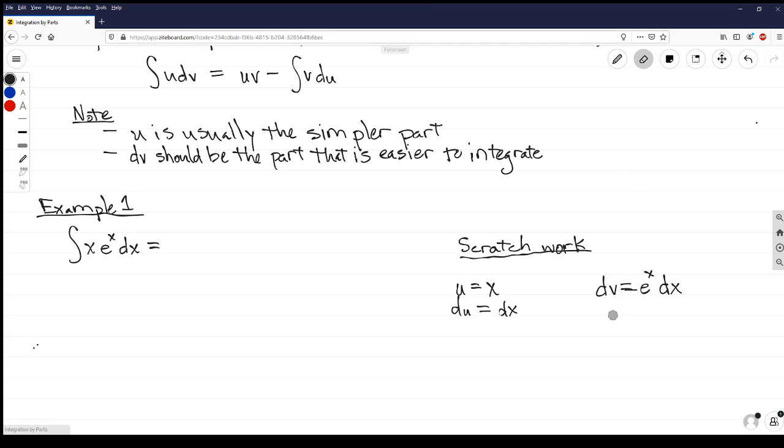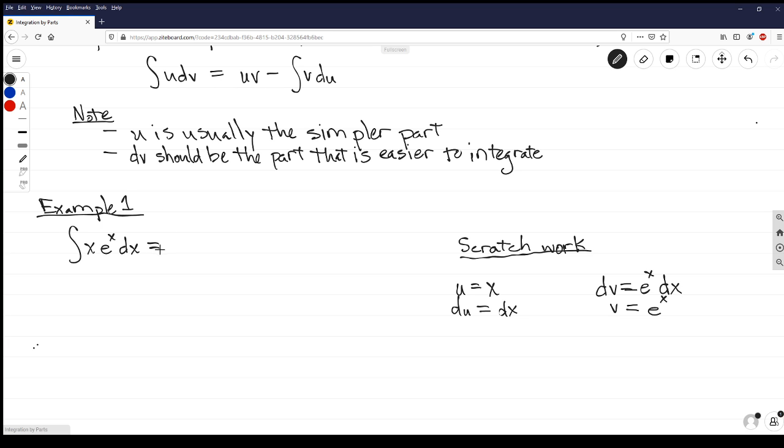And let me clean this v up. This program does not like making things with a point. Alright, so we have calculated what du is, and we've calculated what v is. This is our scratch work. So now what we're going to do is we're going to move over here, and we are going to substitute in according to the equation that is up here at the top.